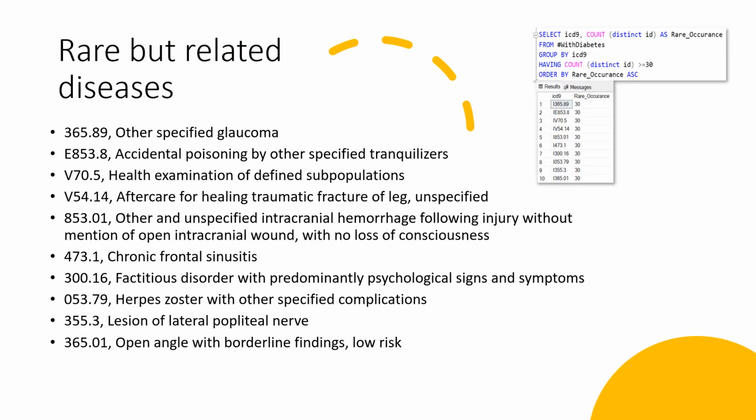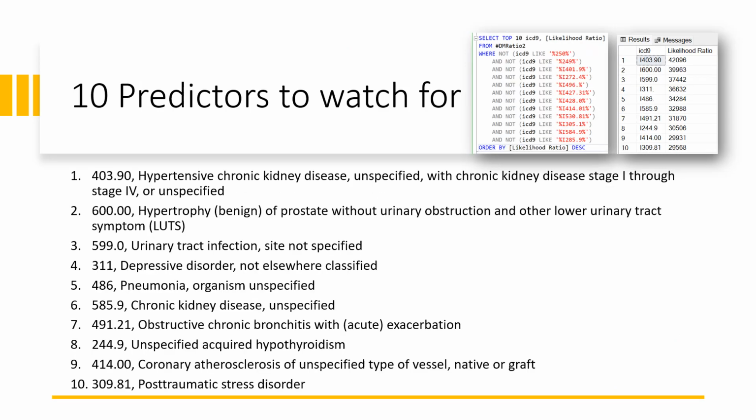Here are 10 rare diseases that are predictive but occur more than 29 times. Here are some examples of the 10 most predictive diagnoses that are not so obvious. As you can see here, some involve hypertension and chronic kidney disease.